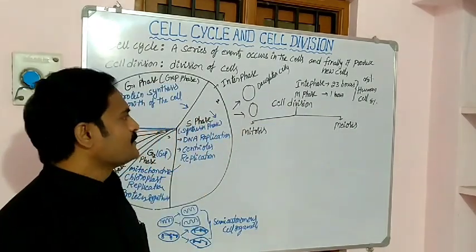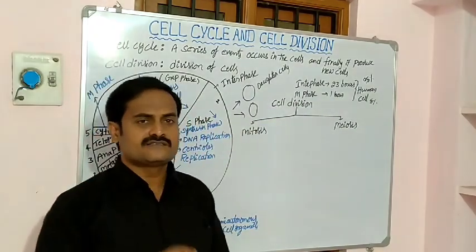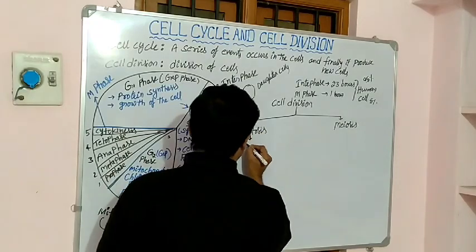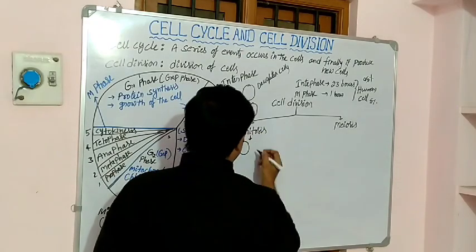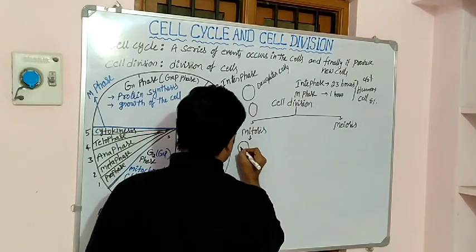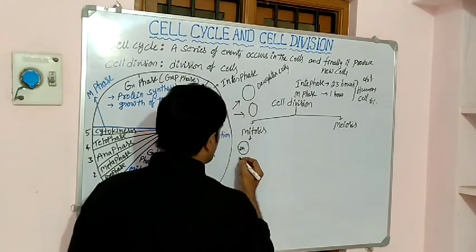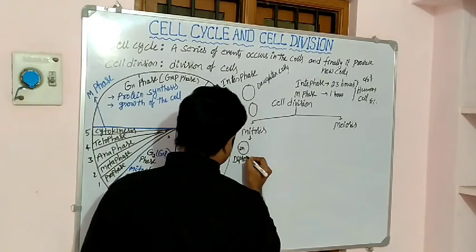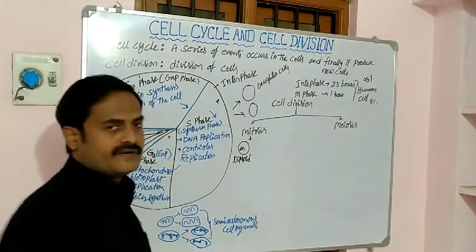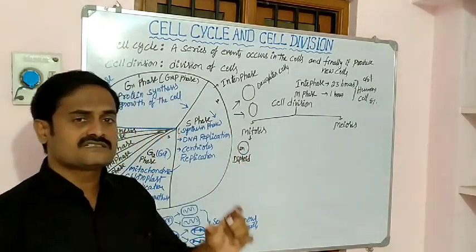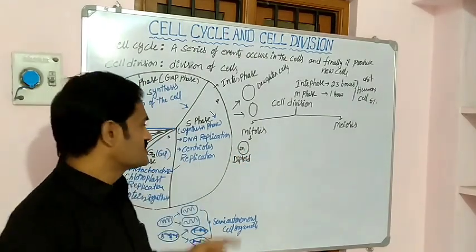So what is mitosis and what is meiosis? See, mitosis means this is one cell, a 2n cell. 2n means what? Diploid. Diploid means the cell which consists of two sets of chromosomes.